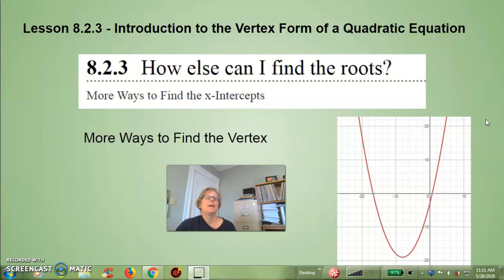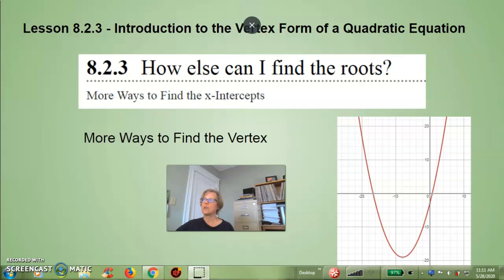Hey there. As you can see from this first slide, this is from the CPM lesson 823. What I'm going to do today is just introduce you to what's called the vertex form of a quadratic equation. The CPM book also refers to it as the graphing form, so I've heard it both ways, but I think more often it's called the vertex form, and I think the name will make more sense to you as we go along.